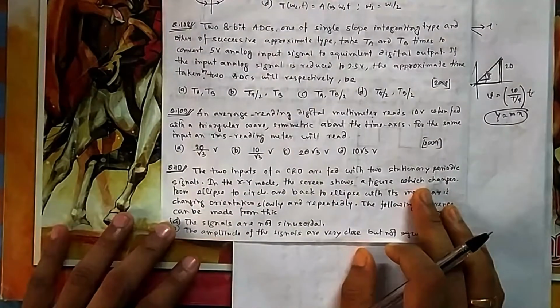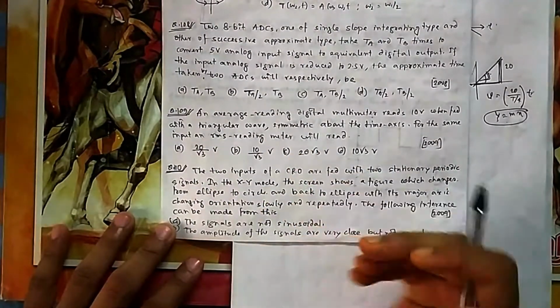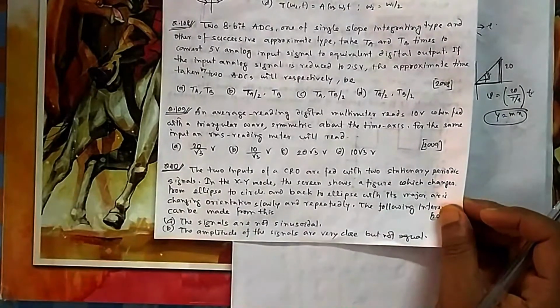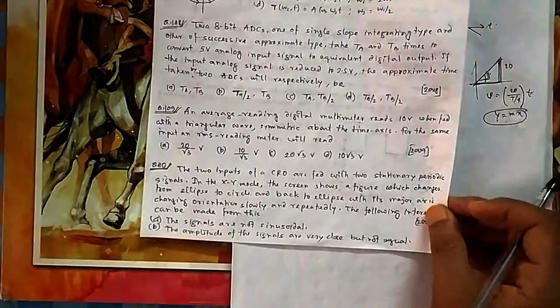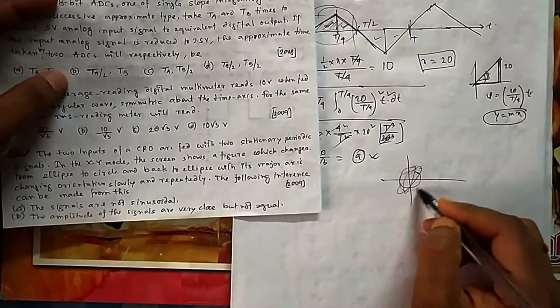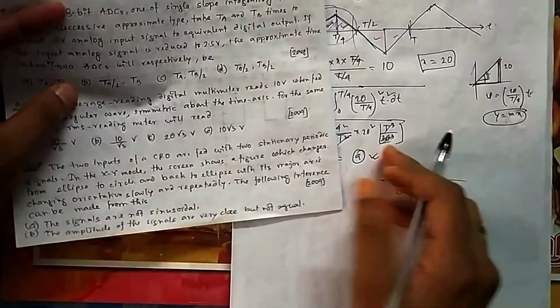This screen shows the figure which is changing from ellipse to circle, then back to ellipse, whose major axis is continuously changing orientation slowly but repeatedly. The following inference can be made from this. Initially, suppose it is a circle, then next is an ellipse, next the ellipse is changing again, next again a circle, again an ellipse, so it is continuously changing.